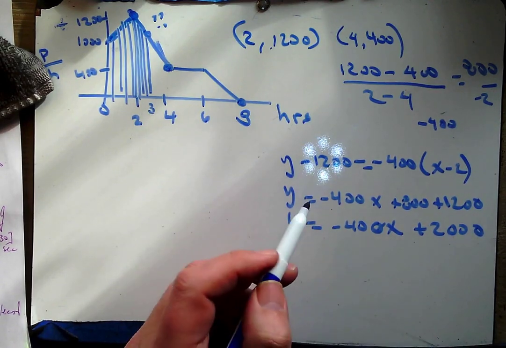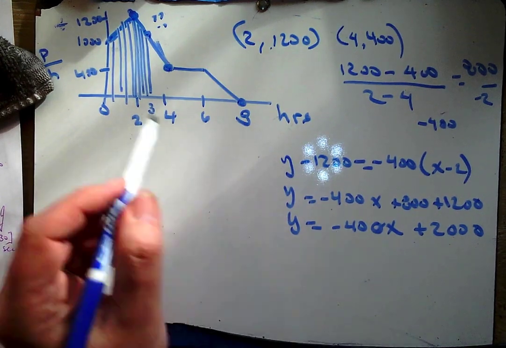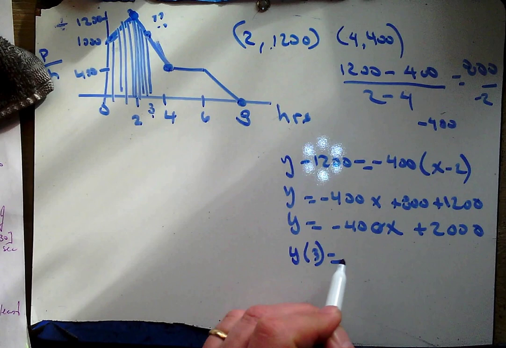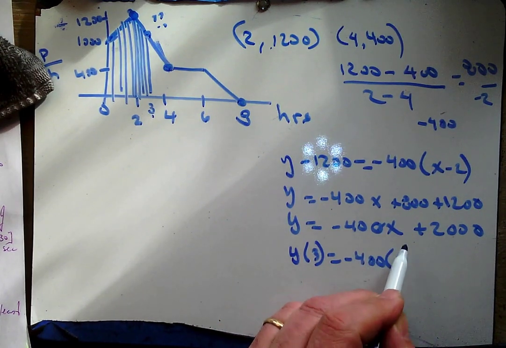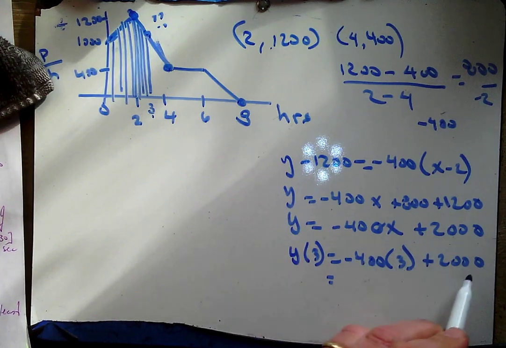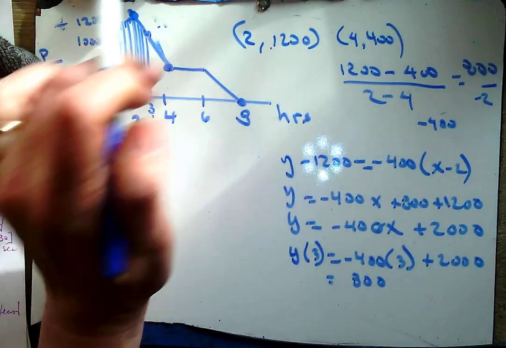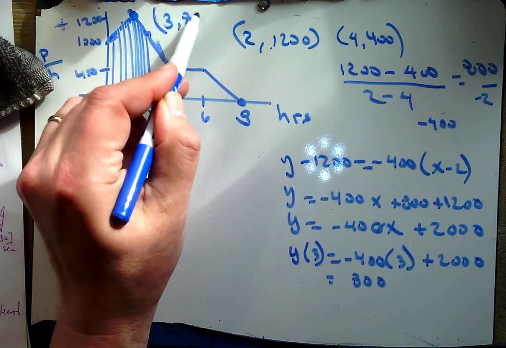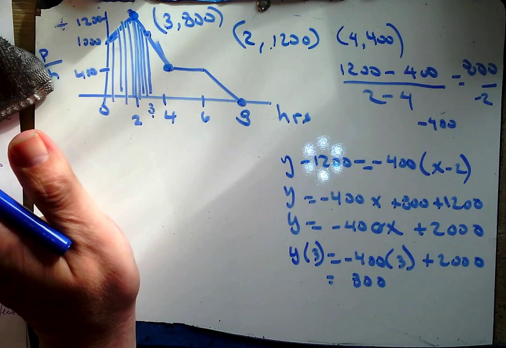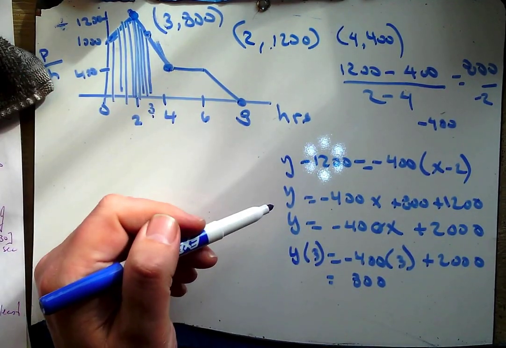Okay, and I want to know people per hour at 3. So y of 3 is negative 400 times 3 plus 2000, and that's going to be 800. So I know this value is 800. And guess what? They really did just make you write the equation of that line.